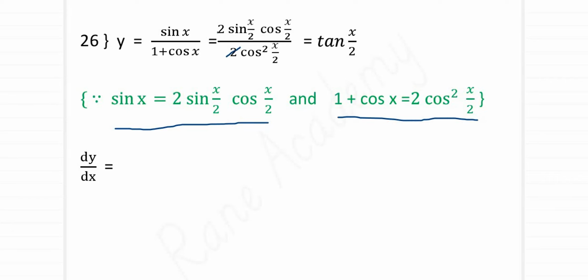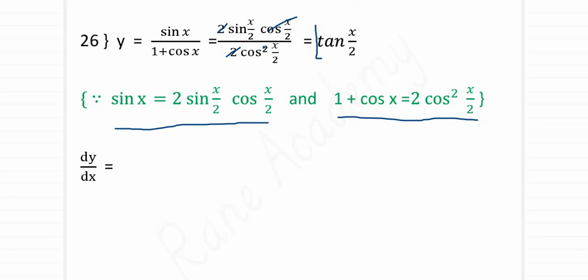Now 2 and 2 get cancelled. Cos of x by 2 and one cos of x by 2 get cancelled. Sin of x by 2 upon cos of x by 2 gives tan of x by 2. So the function has been reduced to a simple one, y is equal to tan of x by 2.